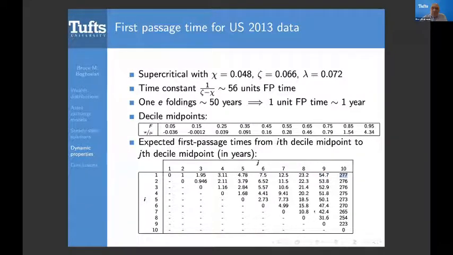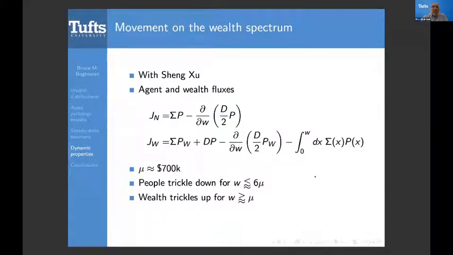And it doesn't help you much to go from the 8th decile to the 10th decile. Still takes centuries to get up to that, if, of course, the US had been in steady state all that time, which, of course, it hasn't.